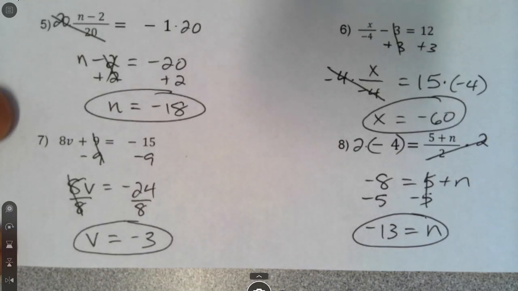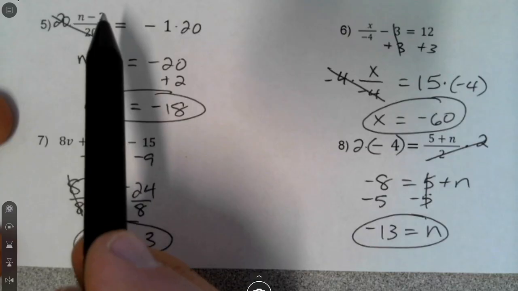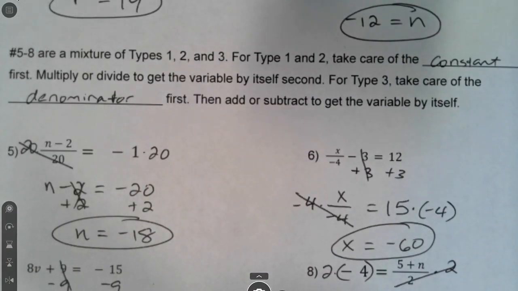So that completes our lesson on two-step equations. Make sure you review the types, and you can even think of it as two types if you want to, because basically if there is a big fraction on an entire side, you deal with the denominator first. If there's not, you deal with the constant first.